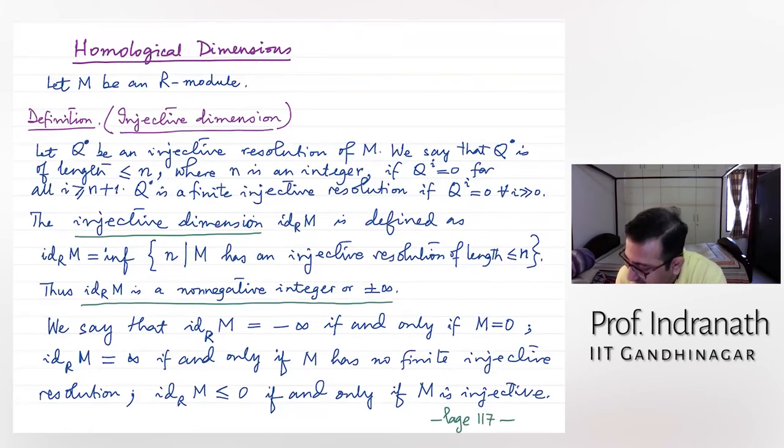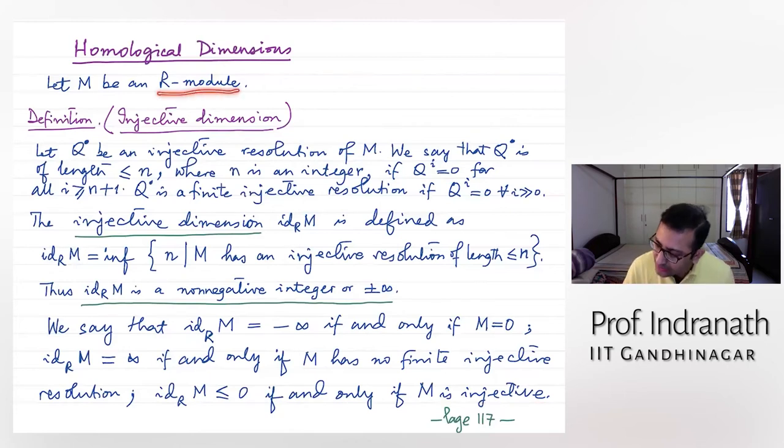And then you have all these possibilities, that it is plus or minus infinity, and zero, and also less than or equal to zero. This is how we define it: it is minus infinity if and only if M is zero, it is plus infinity if and only if M has no finite injective resolution, and it is less than or equal to zero if and only if M itself is an injective module. So this is how we denote it by ID_R(M), where M is a module over R.